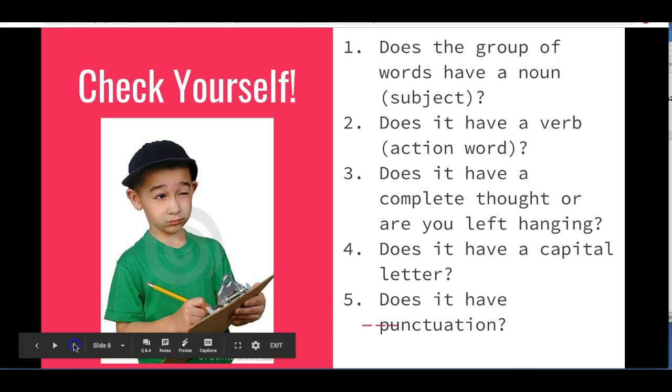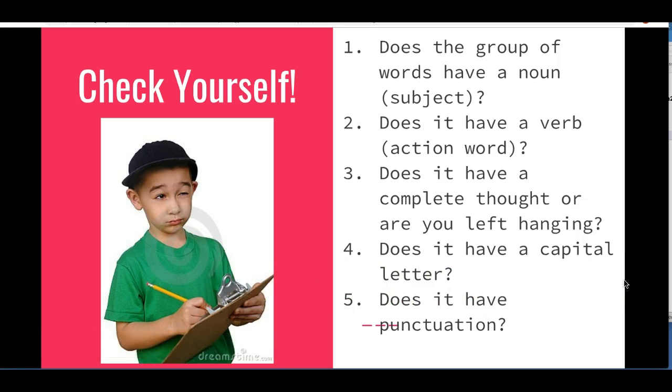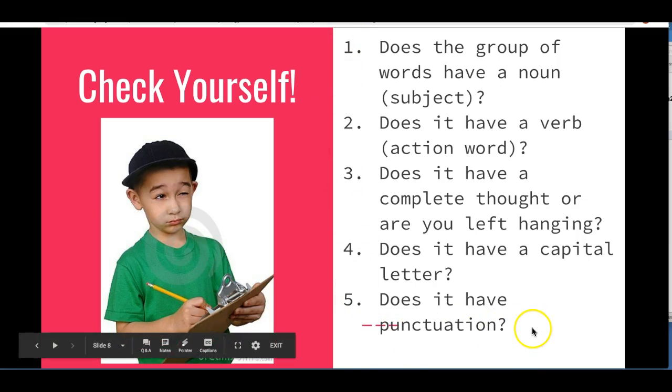Okay, guys, that is the end of this little tutorial on how to write complete sentences. Make sure that if you have questions, you ask, and maybe write down this checklist to make sure that you are writing those complete sentences.